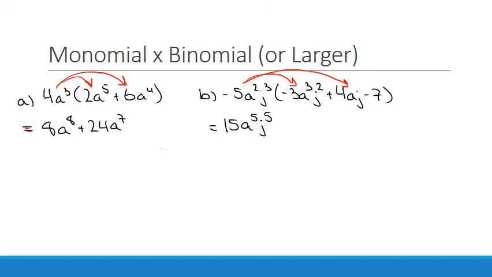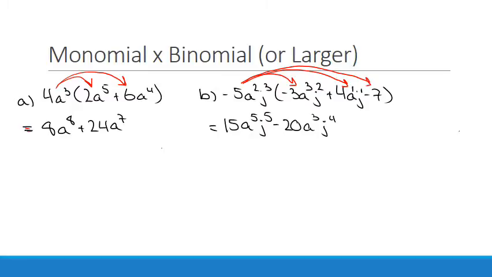One more distribution. Negative 5 times positive 4 is negative 20. A squared times a, but remember that's a to the 1st power, so that's going to be a to the 3rd power. J to the 3rd power times j, which is really j to the 1st power, so j to the 4th power. And we have a 3rd term, so this is a monomial times a trinomial. So we just have a 3rd distribution, not a big deal.